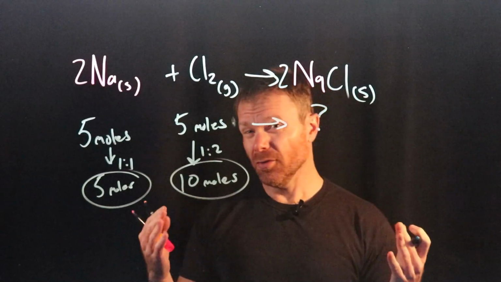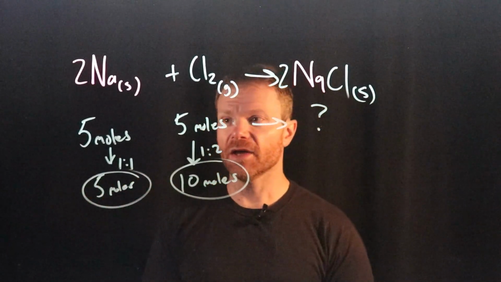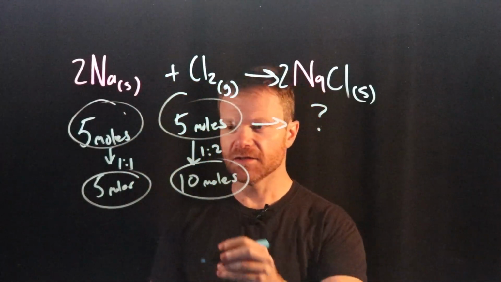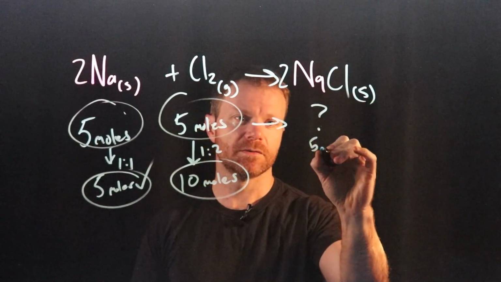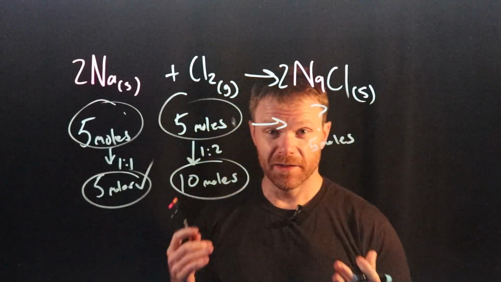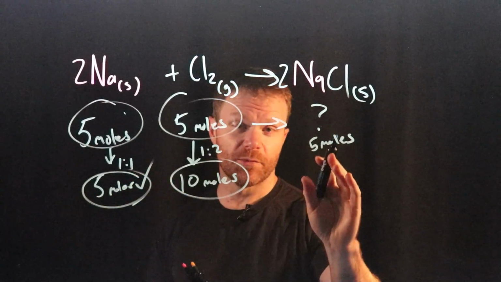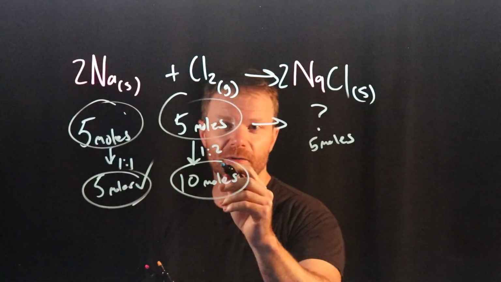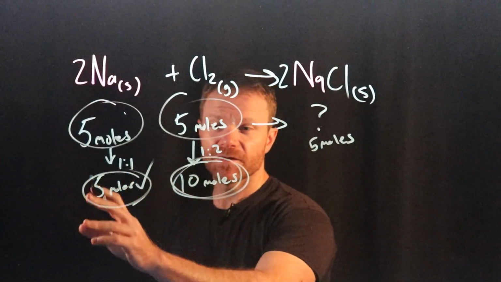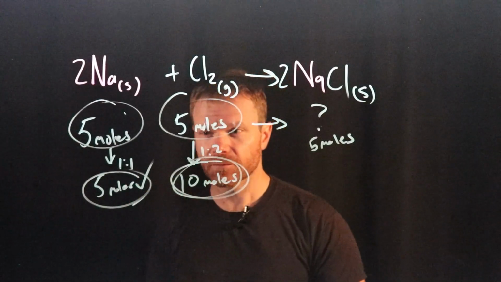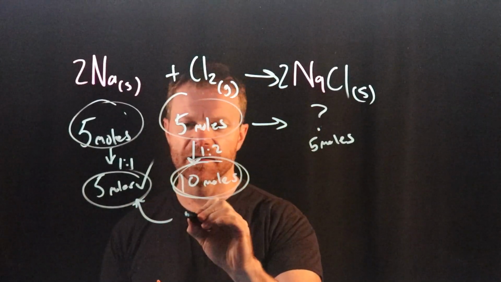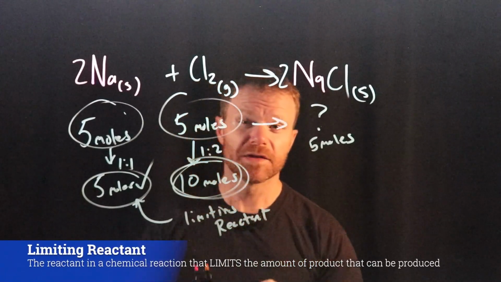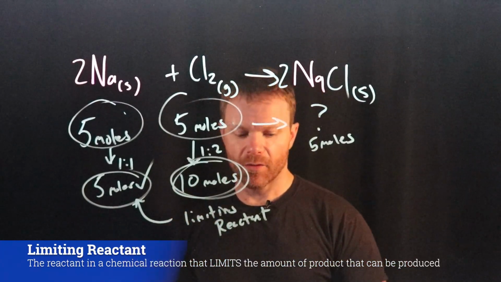Okay, so how much sodium chloride do we make when we have 5 moles of sodium and 5 moles of chlorine? Well, the answer is just 5 moles. And that's because we have enough sodium to make 5 moles of salt, and we have enough chlorine to make 10 moles of salt. But even though we have enough chlorine for 10 moles, we don't have enough sodium to go with that chlorine. That means our sodium is our limiting reactant. It's the reactant that prevents us from making more.